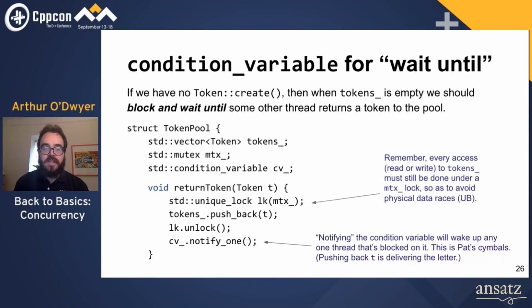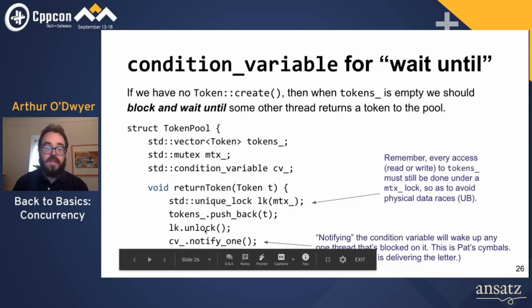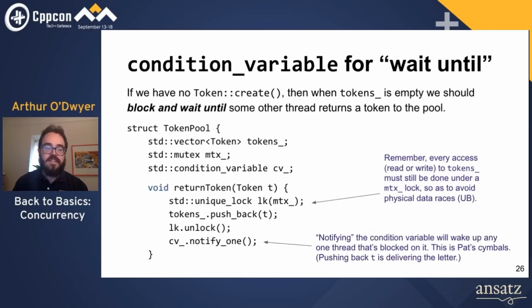In order to manually unlock it, it needs to be a unique lock because that is the only type with an empty state, right? A lock guard holds the lock all the way until its destructor, and I wouldn't be able to manually unlock it here.